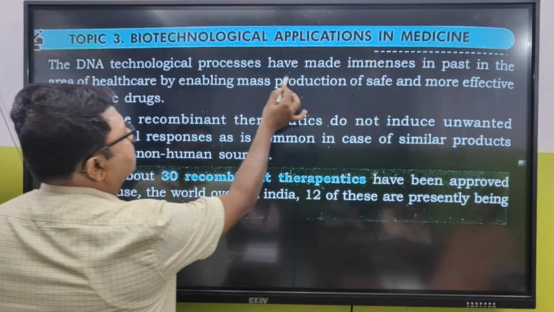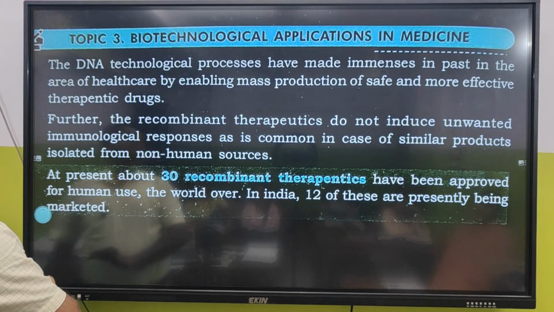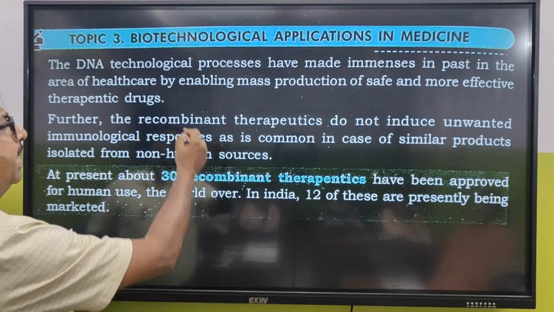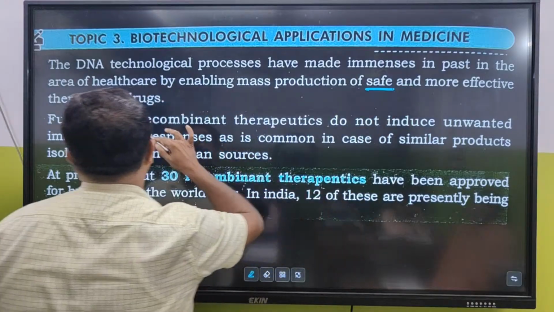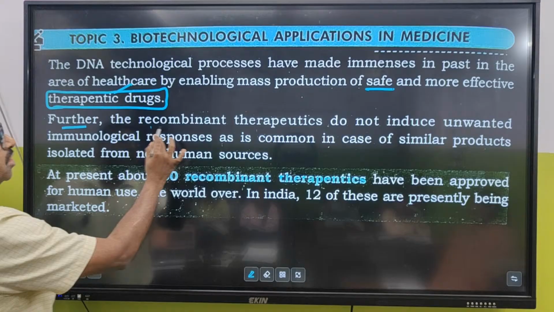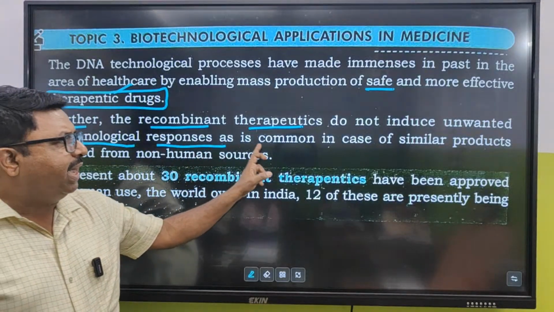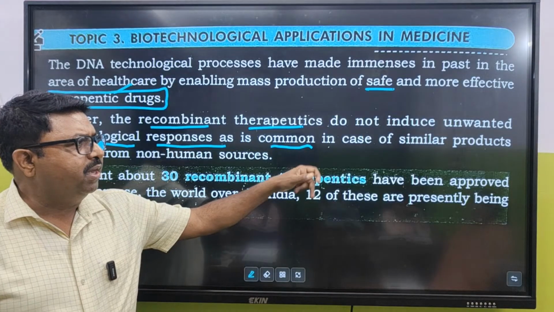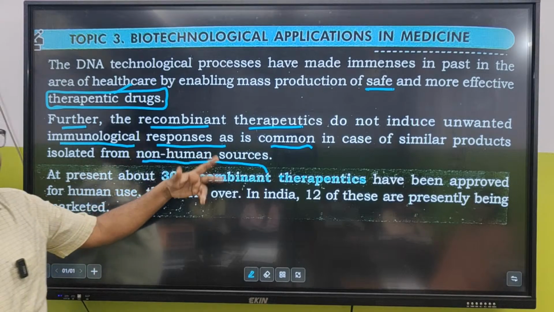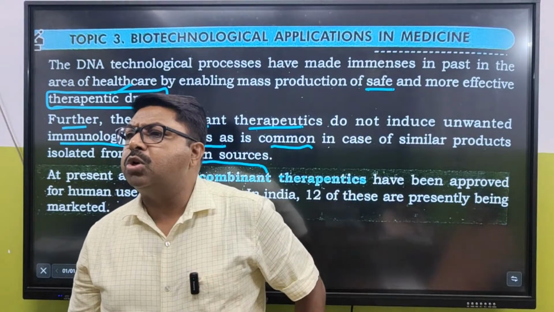The DNA technological processes have made immense advances in the area of healthcare by enabling mass production of safe and more effective therapeutic drugs. Further, the recombinant therapeutics do not induce unwanted immunological responses, as is common in the case of similar products isolated from non-human sources. What are they talking about here? Non-human.